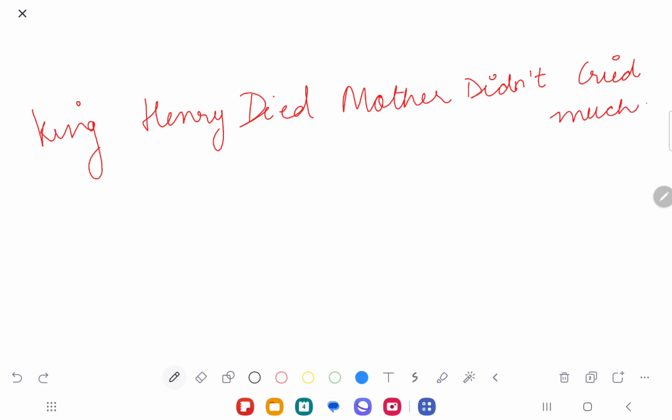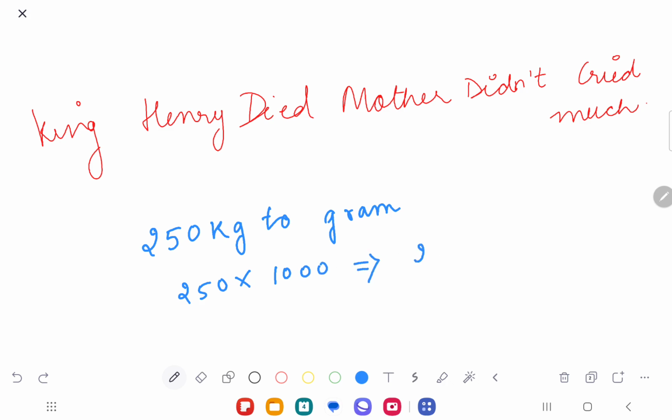Now, if I ask you to convert 250 kilograms to grams, would you be able to convert this for me now? Tell me. 1, 2, 3. So 250 times 1000. That will give me 250 and 3 more zeros. These many grams. Understood or not? Easy part or not? Easy.